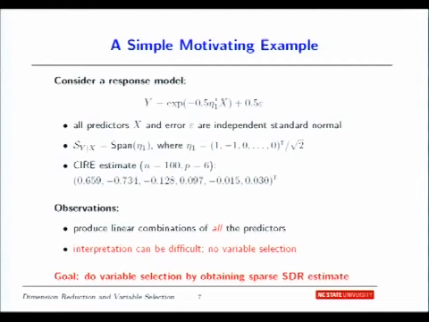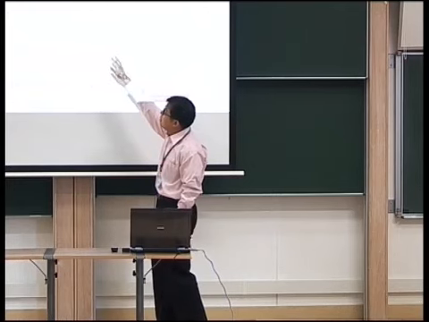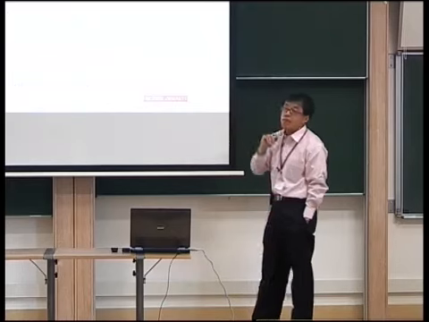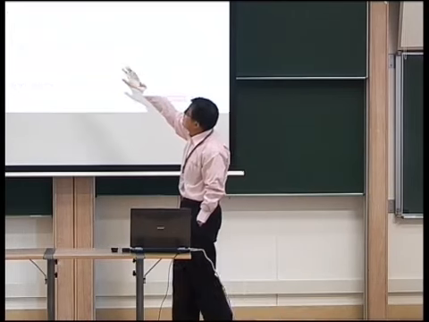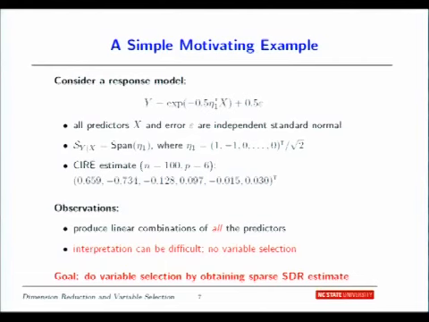Now, if I apply, for example, slice inverse regression or this more recent covariance inverse regression estimator to this simple data, this is the estimate based on one data replication. You can see this estimate actually is pretty close to the true direction. On the other hand, we note that the last four elements, although the numbers are pretty small, are not exactly zero. So this is actually a common problem with most of the dimension reduction estimators. That is, they produce linear combinations of all the predictors. However, there is no variable selection, and for that reason, the interpretation is also somewhat difficult.